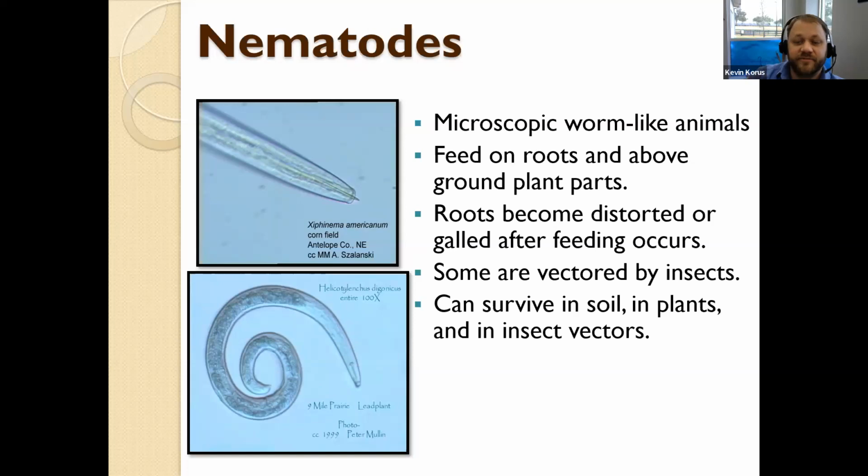And they can survive very readily in the soil. So tillage of infected plant residue will not work for nematode control. In fact, tillage or anything that you do to move the soil within your field is going to also move nematodes if they're present. So very important for understanding how to manage these things.